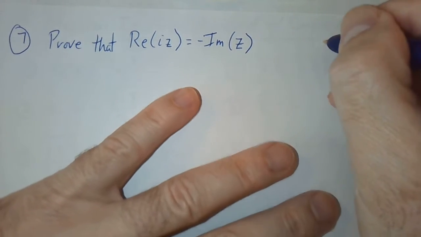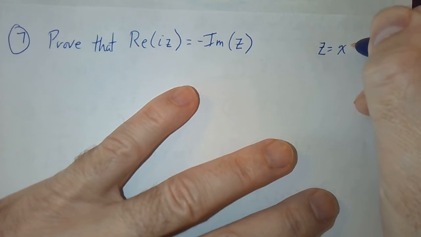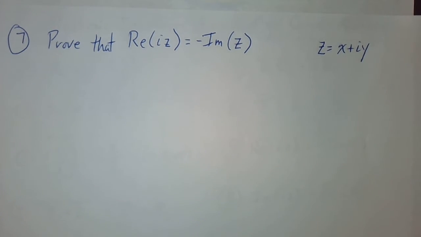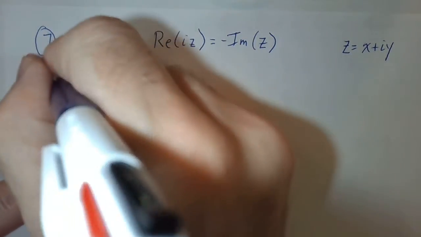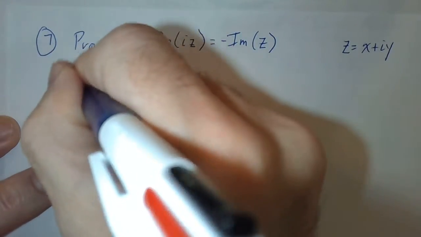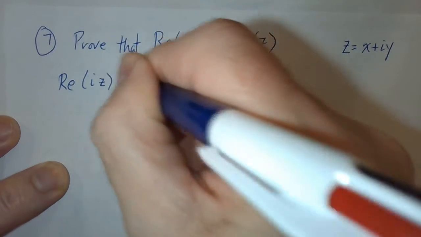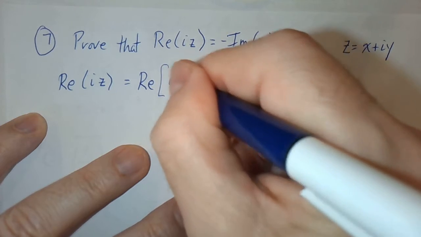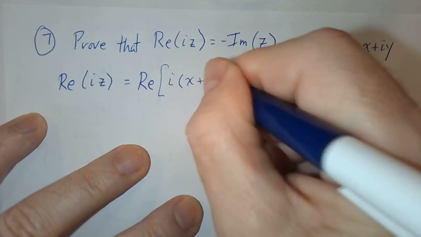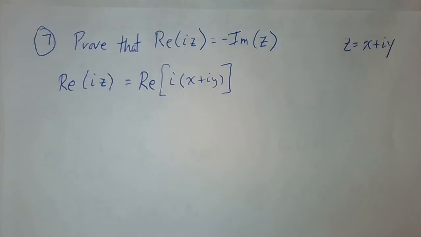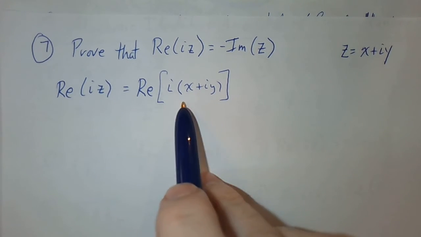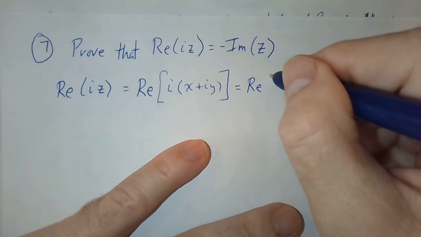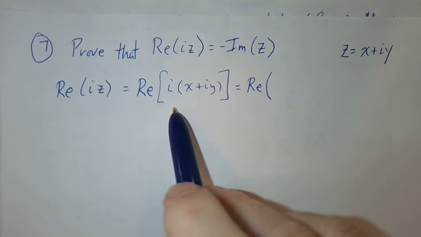And just recall that z we can write as x plus iy, where x and y are real numbers. This is the standard form. So the real part of iz is the real part of i times x plus iy. And now let's distribute this, i times these. So I'm going to get the real part of, and I'm going to do this first.